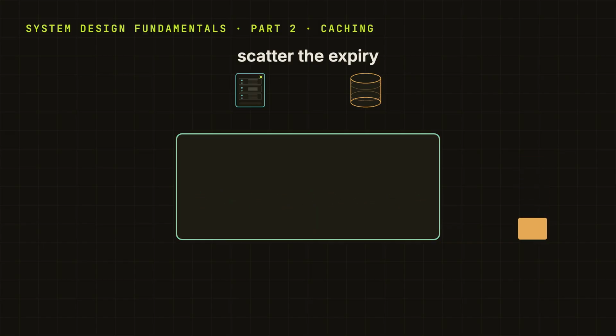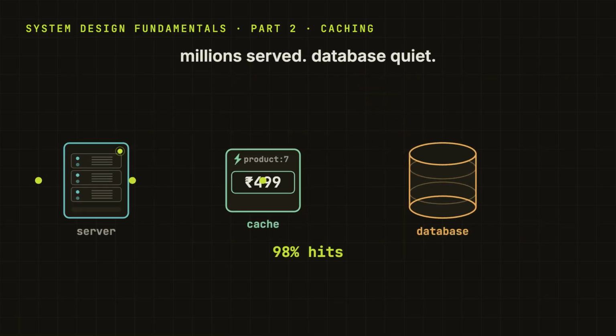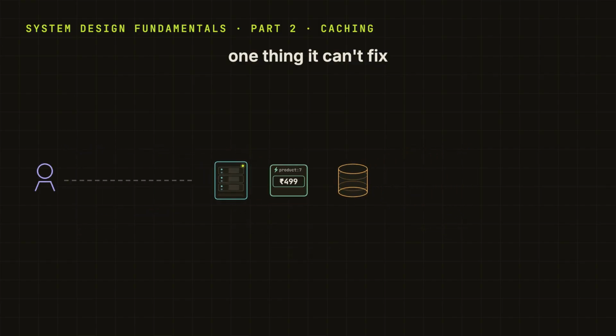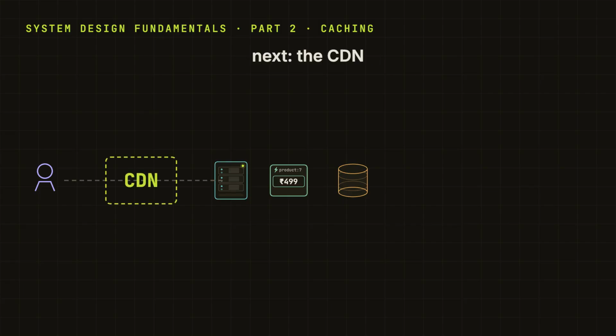Worth naming. So, in our store, caching is what lets a hugely popular product page be served instantly to millions while barely touching the database. But there is one kind of slowness even a cache cannot fix, the physical distance between the user and the server. And the fix for that is our next concept, the CDN.